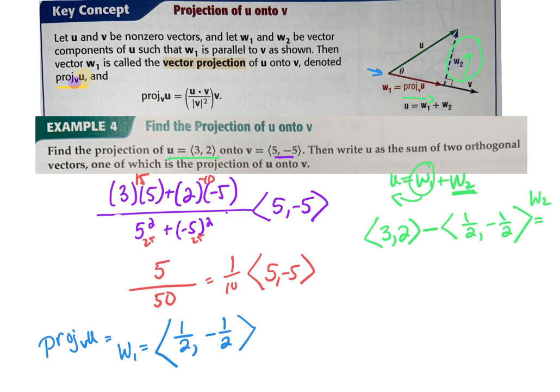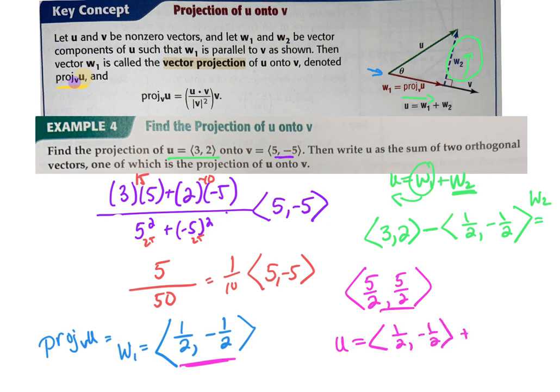Okay? Make sense? So then I just subtract. That's just a matter of literally subtracting the numbers. 3 minus 1/2, well, that's 6 halves minus 1/2. That's 5 halves. And then 2 minus a negative 1/2, that's 2 1/2, right? That is also 5 halves. So that's W2. So if you wanted to write U as a sum of two of them, you would say U is going to be W1, that's this one, 1/2, negative 1/2, plus W2, 5 halves, 5 halves. That's what makes up those two forces there.